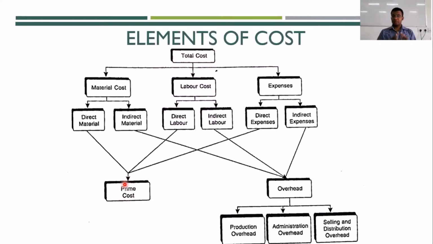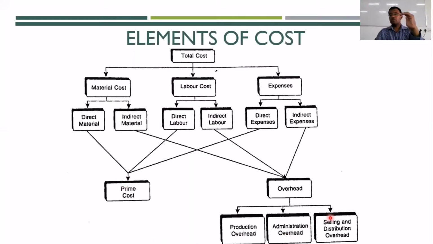So what does that mean? At your factory level, if you end up consuming some indirect material, some indirect labor, some indirect expenses, if you sum all that together, that is referred to as production overhead. In terms of your administration, your office work, if you have some indirect material, indirect labor, indirect expense involved, if you add all this together, you will get the administration overhead.